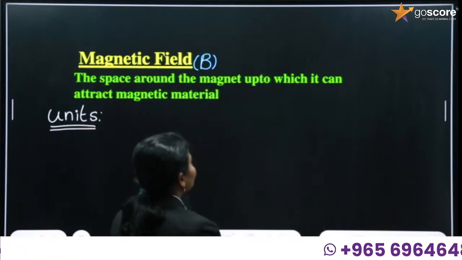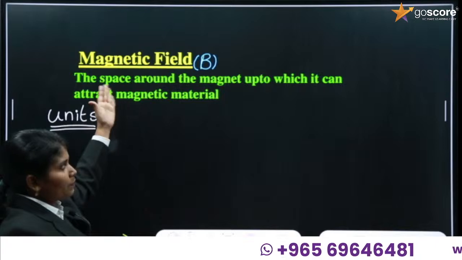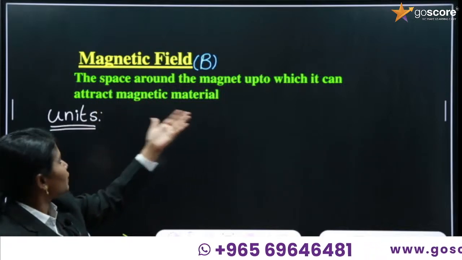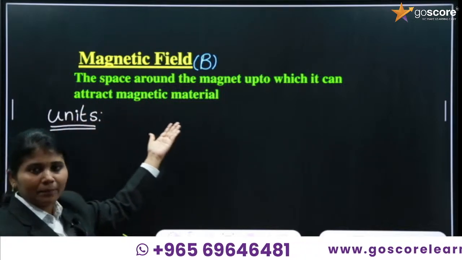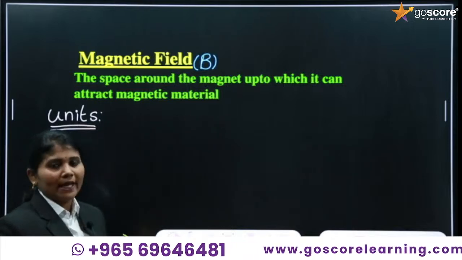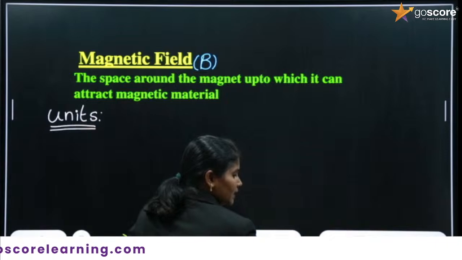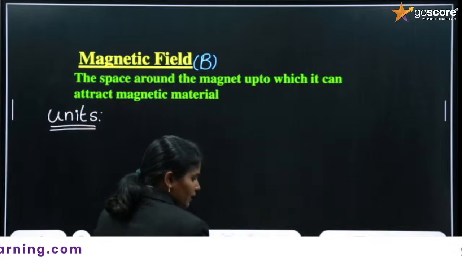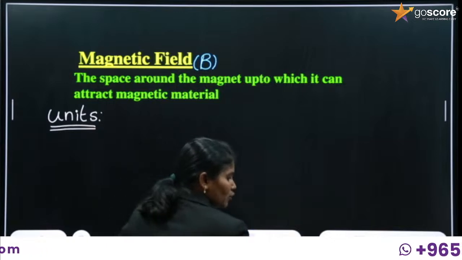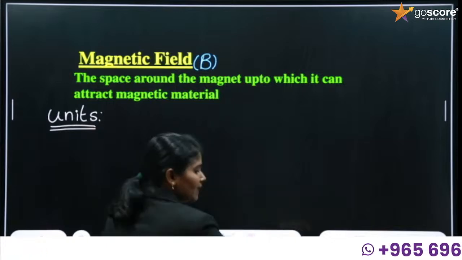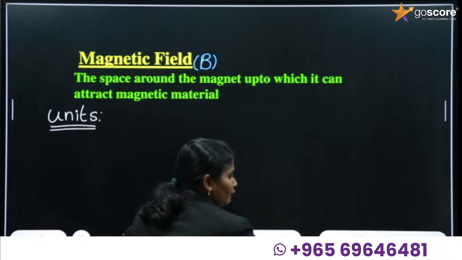Sorry. What is the space around the magnet up to which it can attract magnetic material? That area we call a magnetic field. Here it is attracting. Here it is not attracting, because there is no magnetism. This area we call a magnetic field.